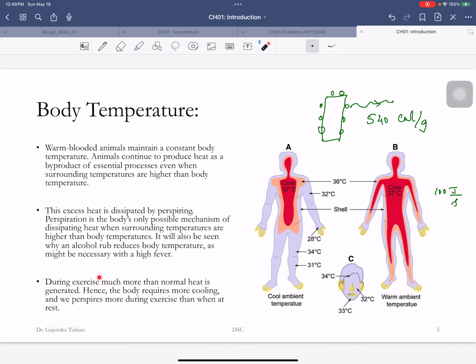Now here's a problem that arises. During exercise, much more than normal heat can be generated. When you exercise, you can generate as much as, let's say, 1500 joules of heat per second. So you're generating 15 times the heat, and your cooling system has to work 15 times harder. We'll learn how your body does that.